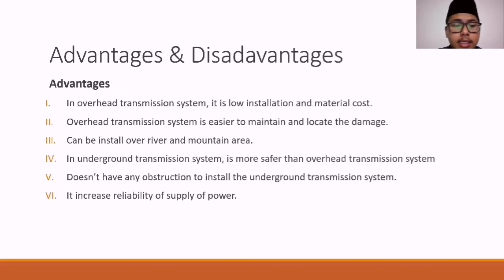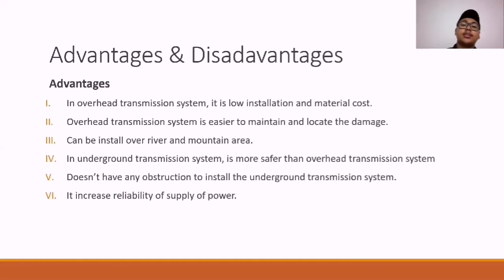Next, it can be installed over river and mountain areas. Let's see the advantages of the underground transmission system. The underground transmission system is safer than the overhead transmission system because it doesn't have any obstruction to install the underground transmission system, and it increases reliability of supply of power when you use the underground transmission system type.